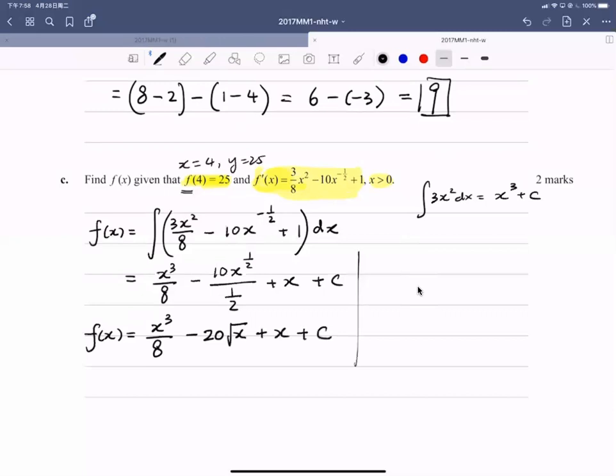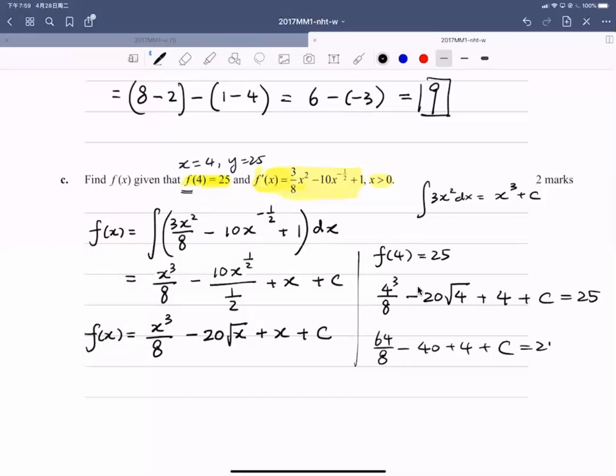Now, you want to find the value of c. So, f of 4 equals 25. Therefore, 4 to the power of 3 divided by 8, which is here, minus 20 root 4 plus 4 plus c equals 25. It turns to the simple arithmetics you learned in like year 8 or year 9. 4 to the power of 3 is 64 divided by 8. Minus 20 times 2, 40, plus 4 plus c equals 25.